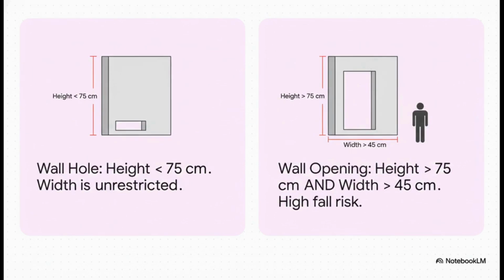And we see the same kind of logic for walls, but here we have to think about two dimensions. A wall hole is anything with a height of less than 75 centimeters. But for it to be a high-risk wall opening, it has to meet two conditions. The height has to be at least 75 centimeters, and the width has to be at least 45 centimeters. If it hits both of those marks, boom, it's officially a serious fall hazard that needs proper guarding.